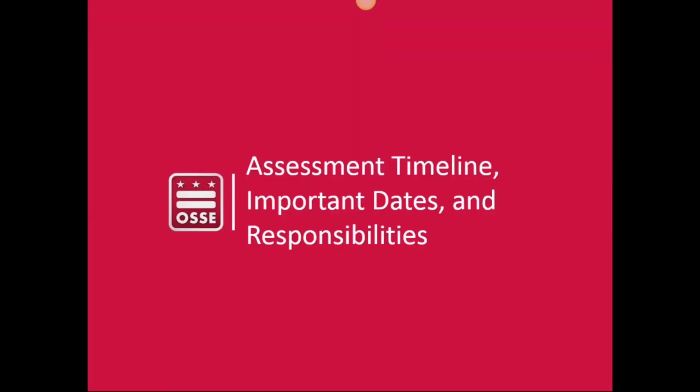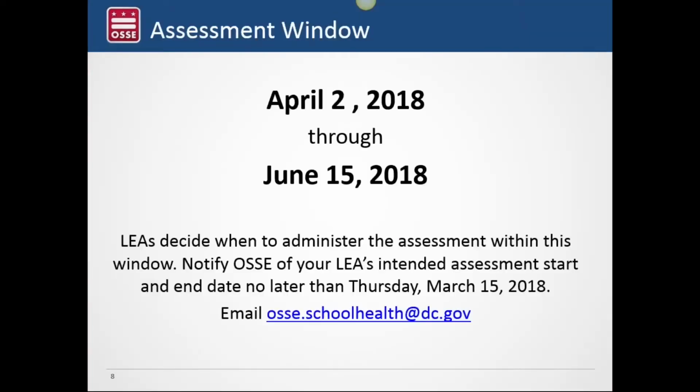So before I dive into the platform itself and the tools, I'll walk through some important dates, as well as the roles and responsibilities of the LEA and school level folks. The assessment window is April 2nd through June 15th. LEAs can decide within that window when to administer the assessment, and we ask that you notify us of your planned assessment start and end dates no later than next Thursday, March 15th. And you can do that just by emailing osse.schoolhealth.